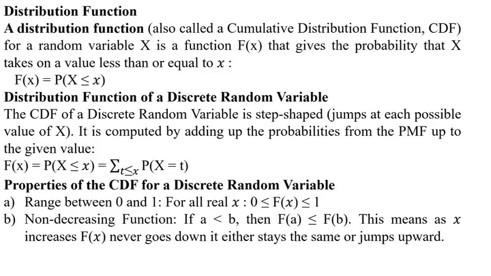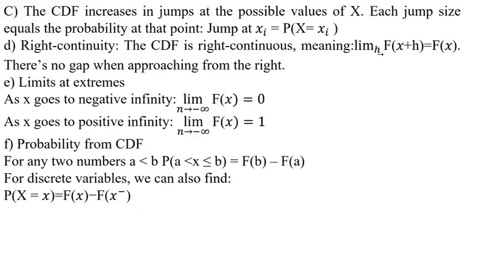Non-decreasing function. If a is less than or equal to b, then f of a is less than or equal to f of b. This means that as x increases, f of x never goes down. It either stays the same or jumps upward.